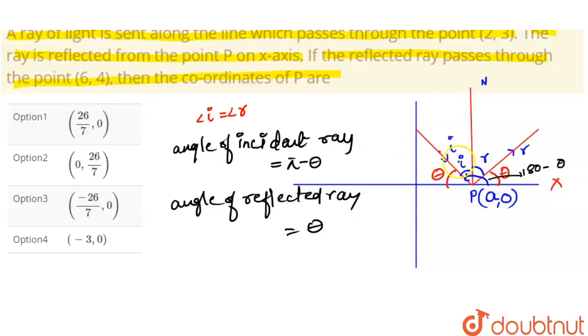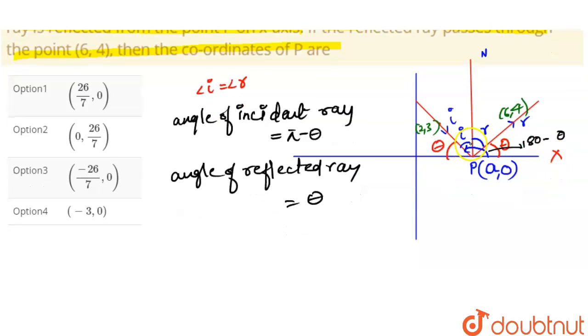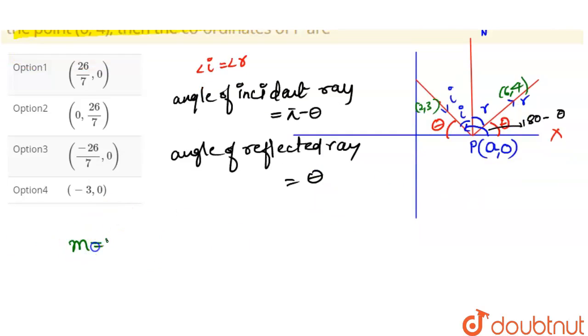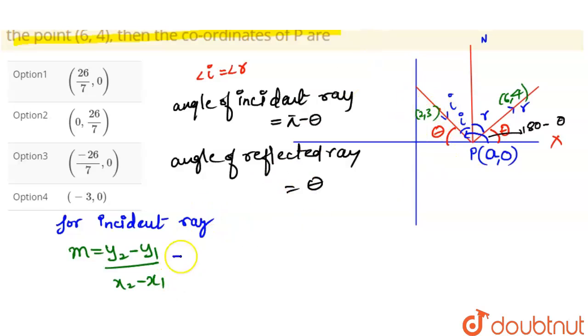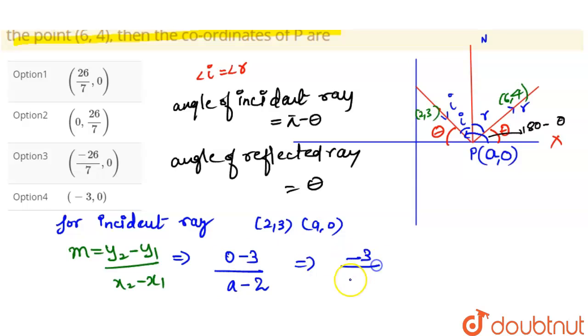So we know that these two lines are passing through two points. The first one is 2, 3 and the second one is 6, 4. Now we will find the intersection point. We have to find this point P where these two lines intersect. So we will find the slope of the first line. We know the slope formula, m is equal to y2 minus y1 upon x2 minus x1. So for the incident ray, the line is passing through 2, 3 and a, 0. So y2 is 0 and y1 is 3, so 0 minus 3 upon x2 is a and x1 is 2. From here we get minus 3 upon a minus 2.